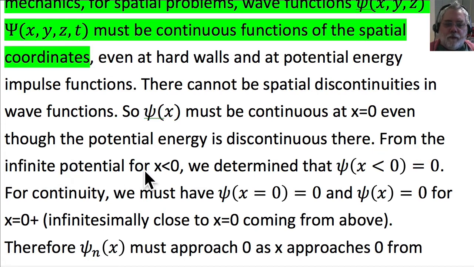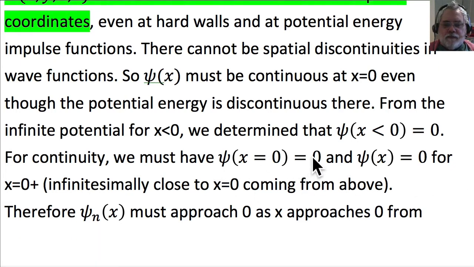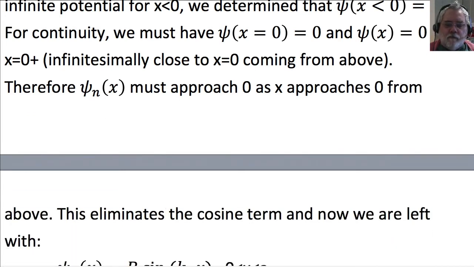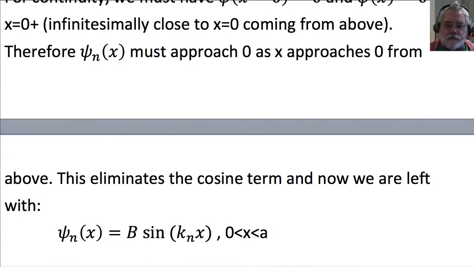From the infinite potential energy for x less than 0, we determine that psi must be exactly 0 when x is less than 0. For continuity, we must have that psi must be 0 at x equals 0, and psi must be 0 for x equals 0 plus, infinitesimally close to x equals 0 coming from above. Therefore, psi sub n of x must approach 0 as x approaches 0 from above. This eliminates the cosine term. Cosine of 0 would be 1, and we need the psi to approach 0. So the cosine term is gone.